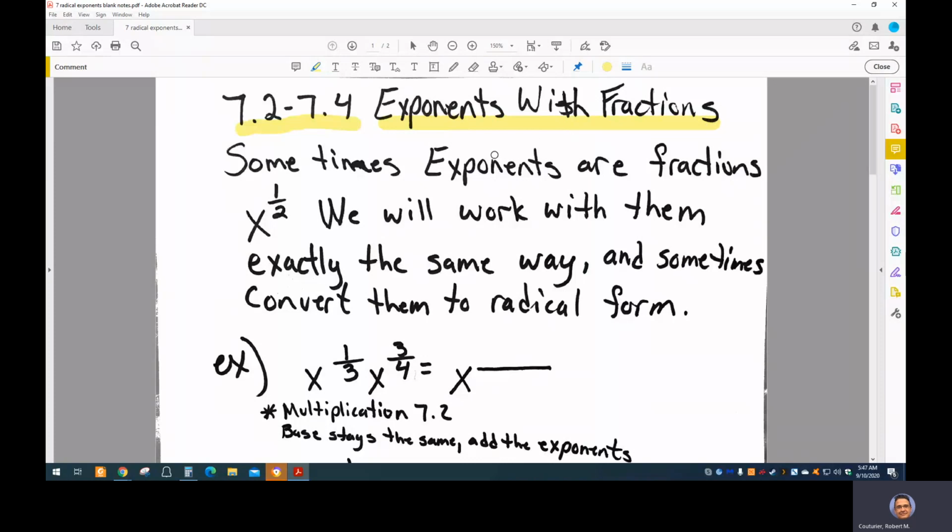So sometimes you're going to see that exponents are fractions. And again, don't be freaked out by fractions, guys. Please, please, please. We know how to deal with fractions. We've been doing it for a very long time. It's super simple. We just work with them and follow the directions they give us for our problems. Here's what it might look like. You'll see right here, we have an x to the 1/2 power. We'll work with them exactly the same way and sometimes have to convert them to a radical form.